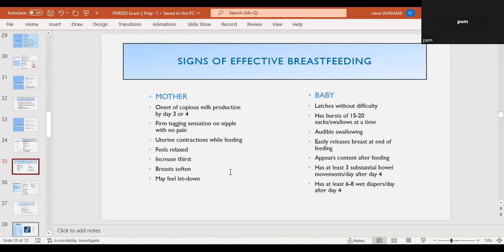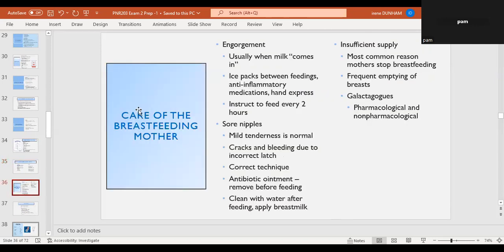He has at least 6 to 8 wet diapers, because mamas a lot of times will ask, how do I know my baby is getting enough fluids? And that's how you know. All right, let's move on. Care of the breastfeeding mom. This is called engorgement. You ever had engorgement or know somebody who has? It's painful. And it's usually when the milk comes in, the breasts get really hard.